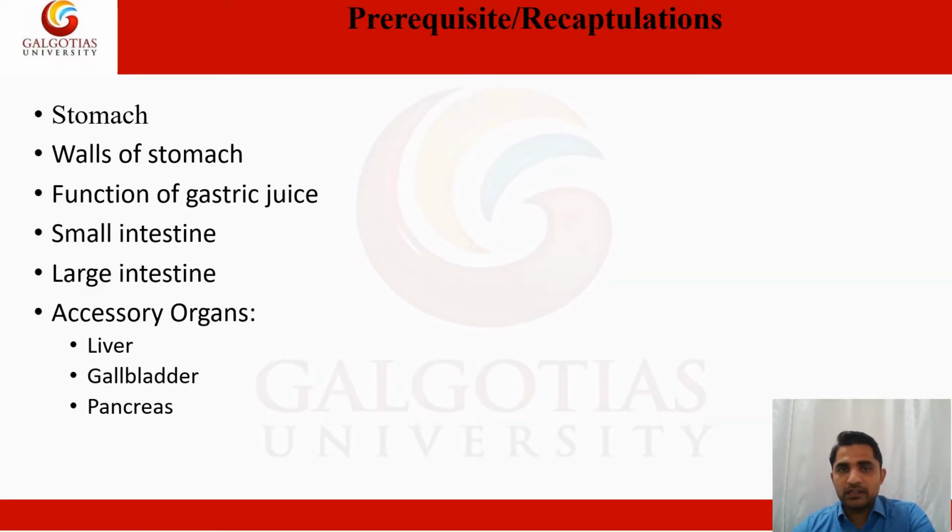So in this class we are going to discuss the stomach, the wall of the stomach, and the function of the gastric juice. Gastric juice is the secretion of the stomach. Then the small intestine, its function and secretions, the large intestine, its function and secretions, and lastly the accessory organs, which include the liver, gallbladder and the pancreas.